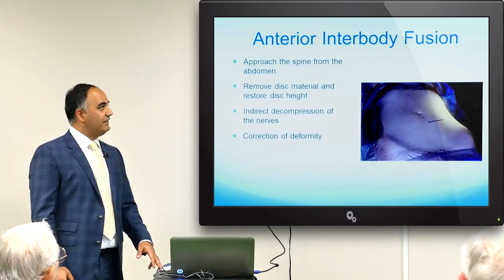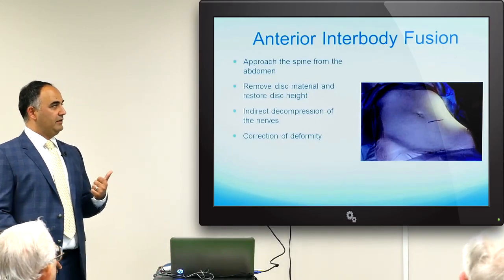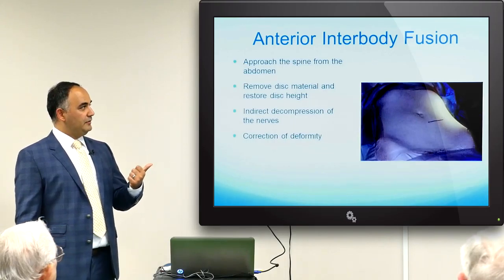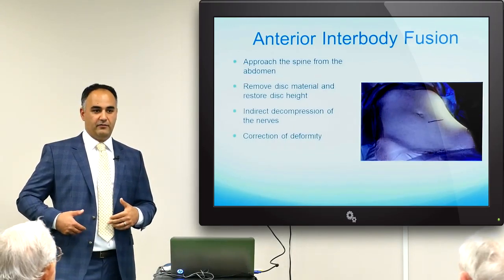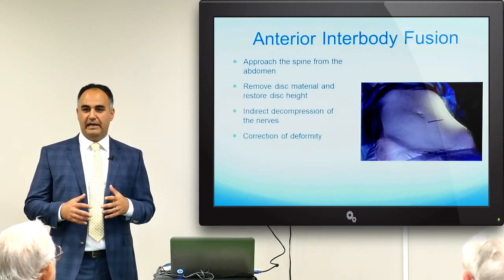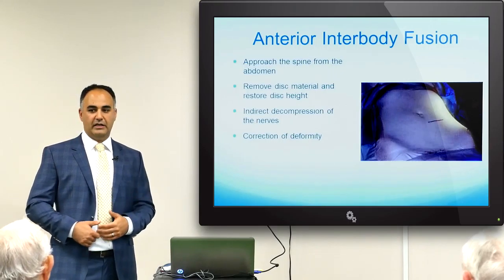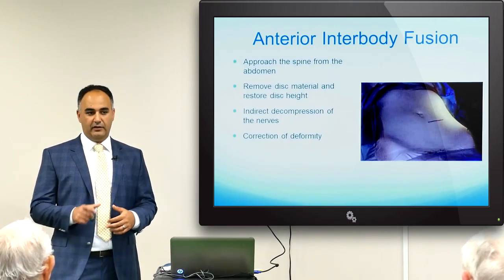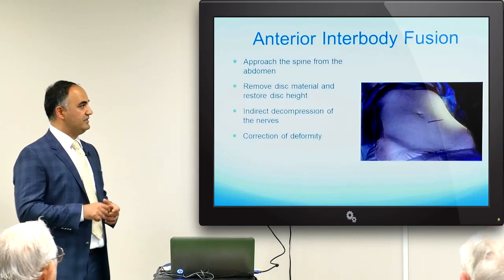So another one is an anterior fusion. A lot of these are going to be more about the lumbar spine. But the anterior interbody fusion is you approach the spine from the front. So we have all the muscles in the back, and we don't want to disrupt those at all. So there's a way to approach the spine from the front. Again, we're using an incision about 2 or 3 inches long.